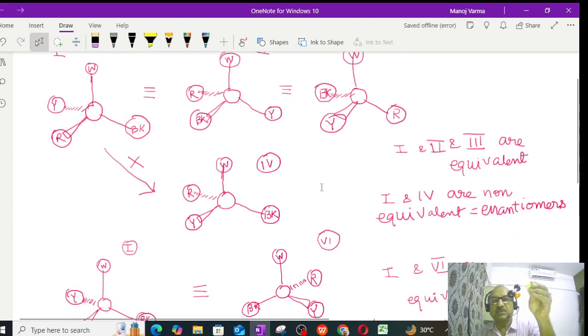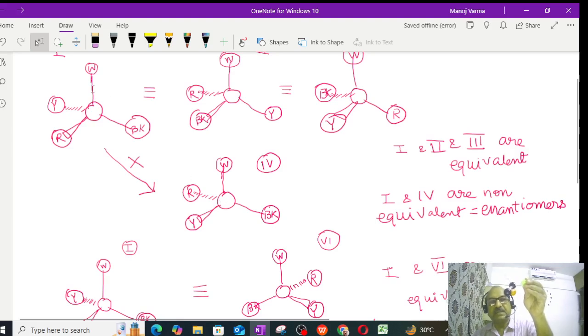But let us suppose that we come across a structure in which white and black are occupying the same positions as you saw here, but we have interchanged the red and the yellow. See, we have interchanged the red and the yellow. That means we have just made one change, right? So this is non-equivalent, because that means it is not the same molecule.